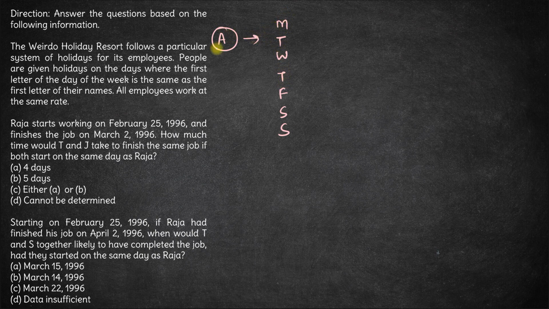So A is not same as the first letter of any day of the week. So anyone whose name starts with A will not get any leave. What if you, let's say, have Tarun? Someone whose name is Tarun, that is the name starts with T, will get leave on Tuesdays and Thursdays. For example, Smita will get leaves on Saturdays and Sundays because her name starts with S, which is same as the first letter of Saturday and Sunday, right? So this is what is given.